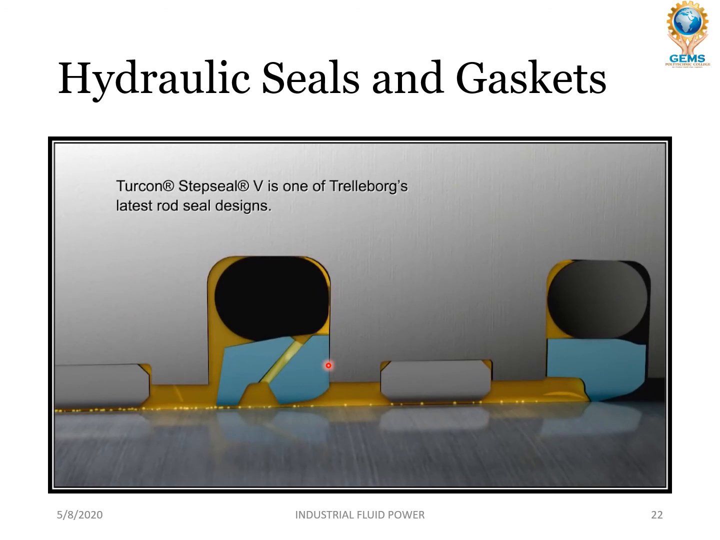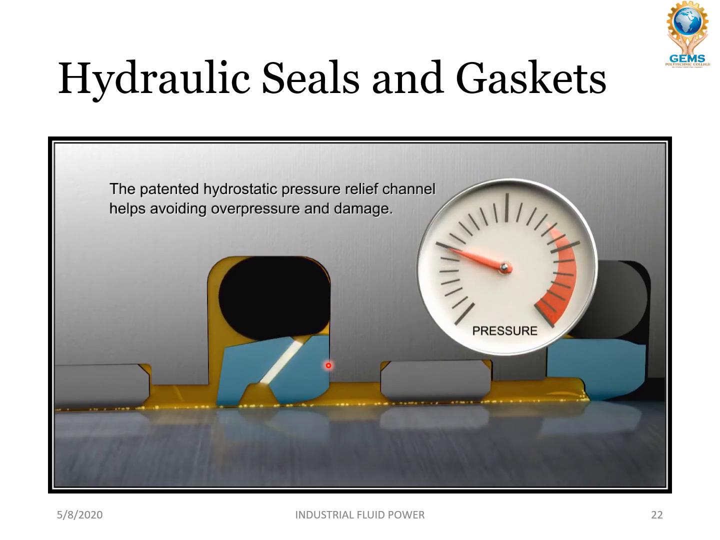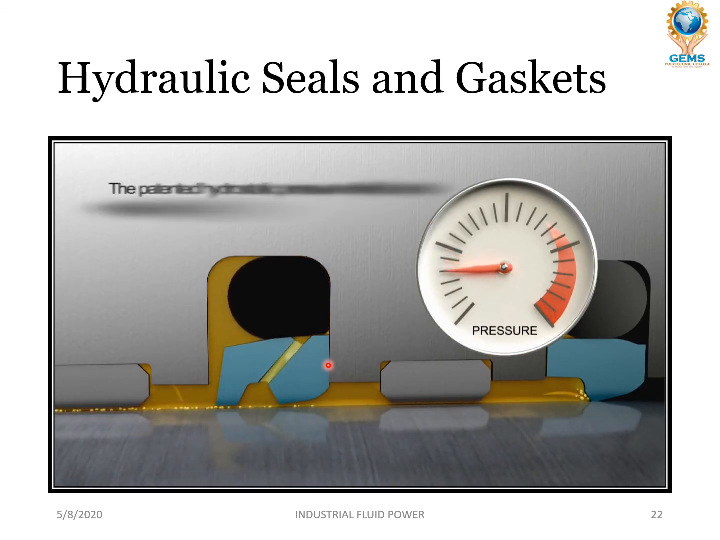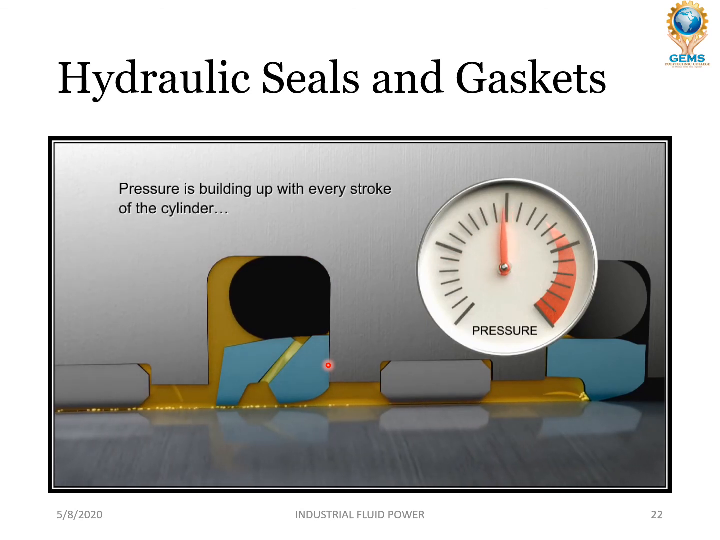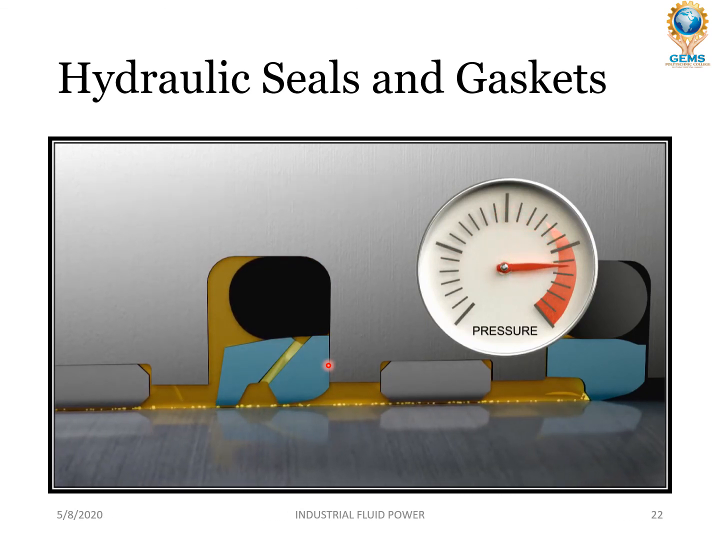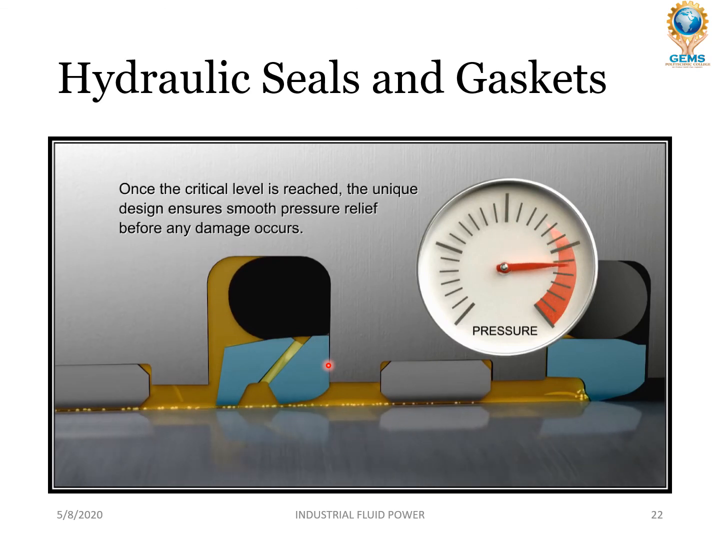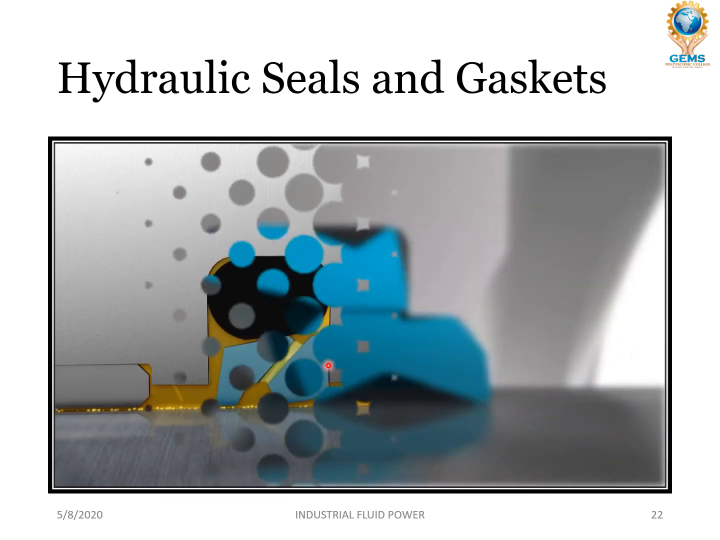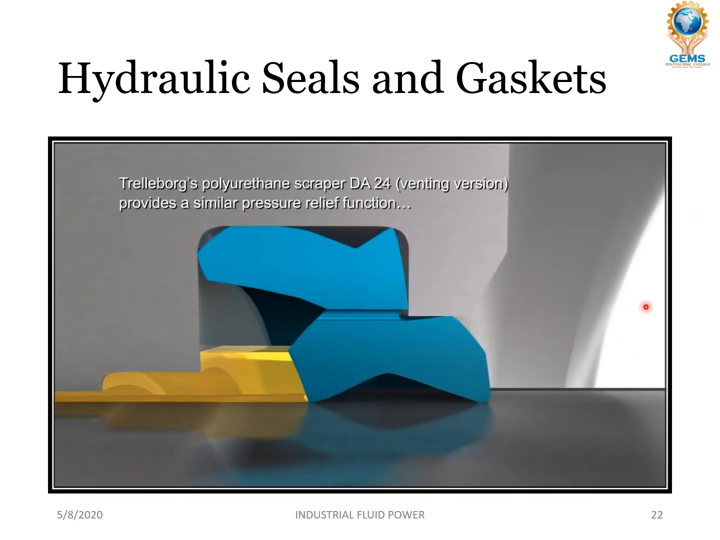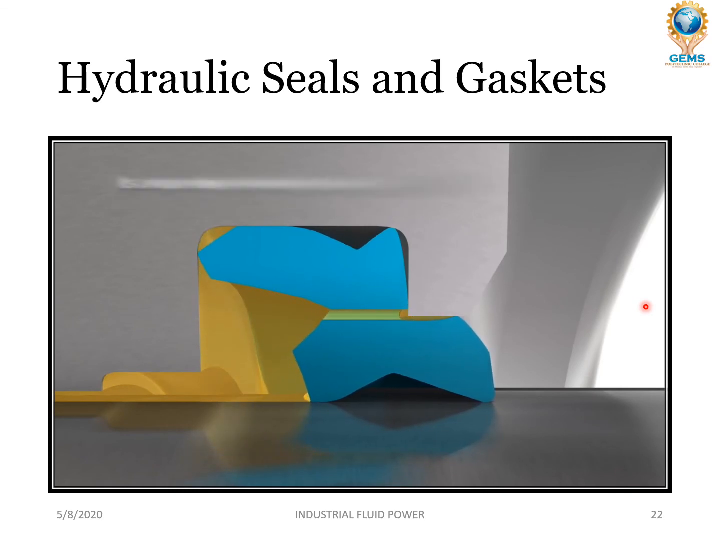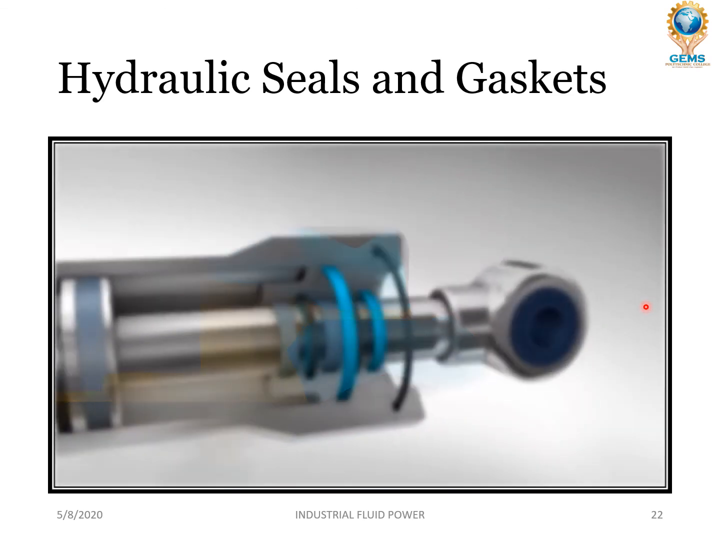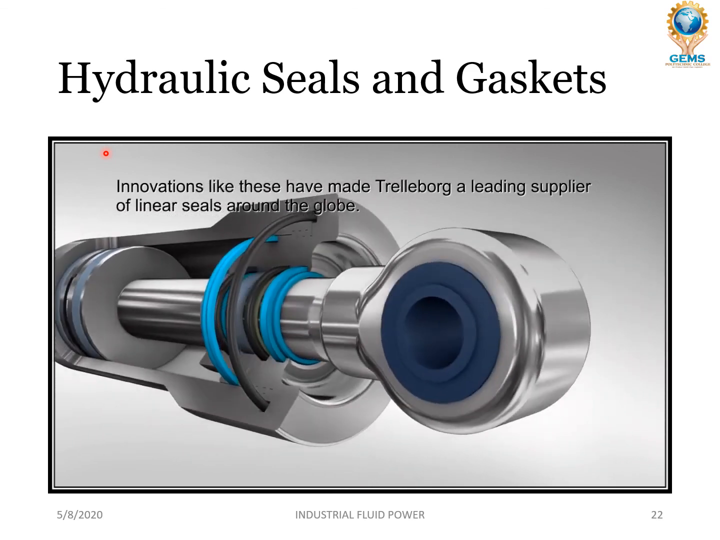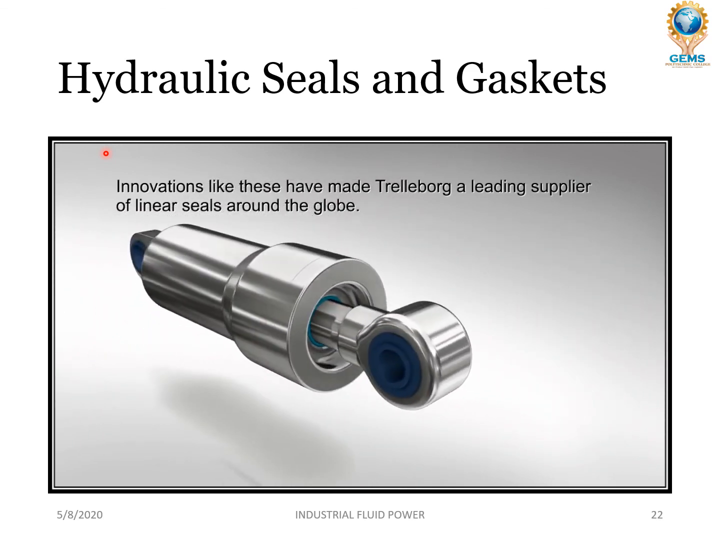The Turcon Step Seal V is one of Trelleborg's latest rod seal designs. The patented hydrostatic pressure relief channel helps avoid overpressure and damage. Pressure builds up with every stroke of the cylinder. Once the critical level is reached, the unique design ensures smooth pressure relief before any damage occurs. Trelleborg's polyurethane scraper DA24 provides a similar pressure relief function. Its unique design includes a pressure relief valve function to prevent system failure. Innovations like these have made Trelleborg a leading supplier of linear seals around the globe.